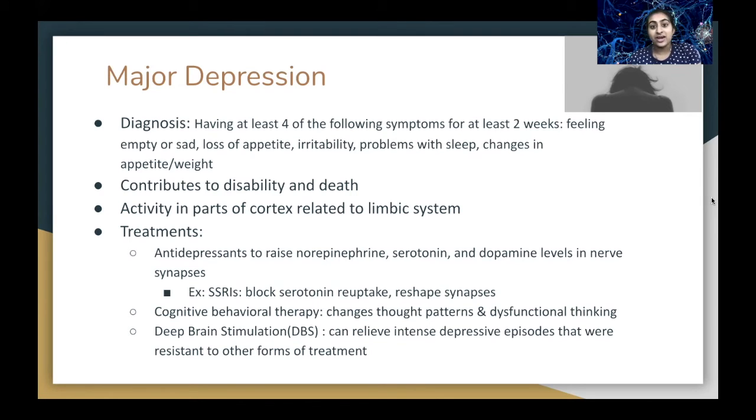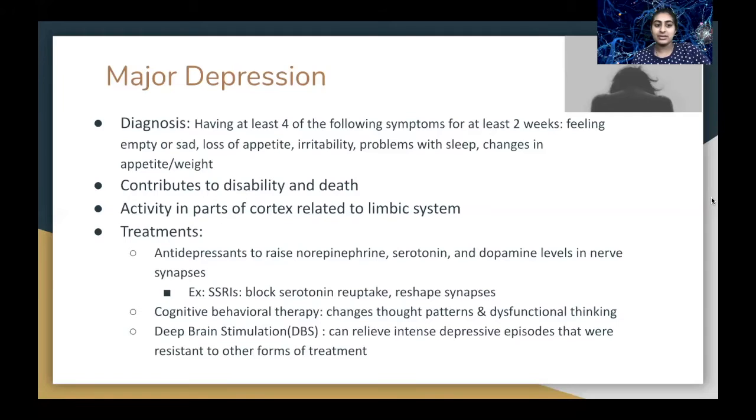Now back to the topic of exactly what major depression is. Basically, there is activity in parts of the cortex, which is that outer layer of the brain. It's the thin outer layer, which has all the lobes and stuff, and it has activities in parts of the cortex that are related to the limbic system. And if you remember, the limbic system is involved in all sorts of emotional things. So that's where major depression comes in.